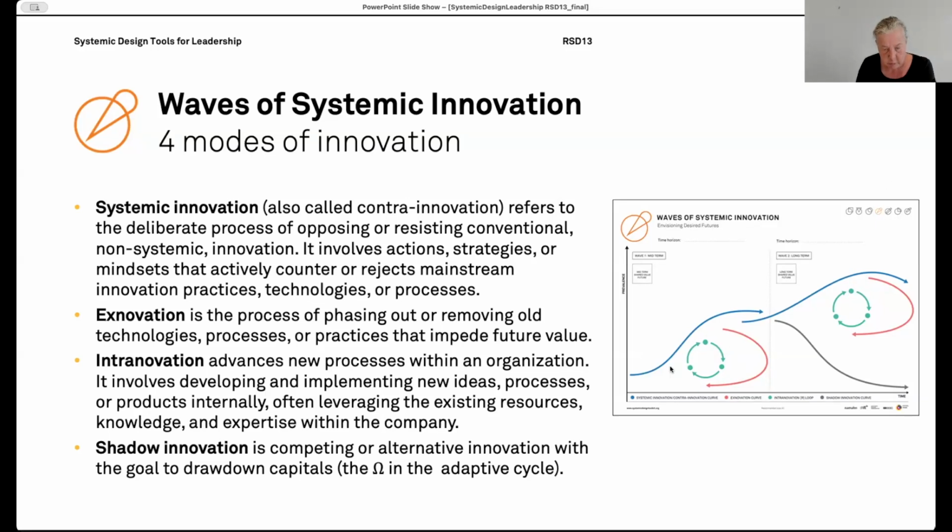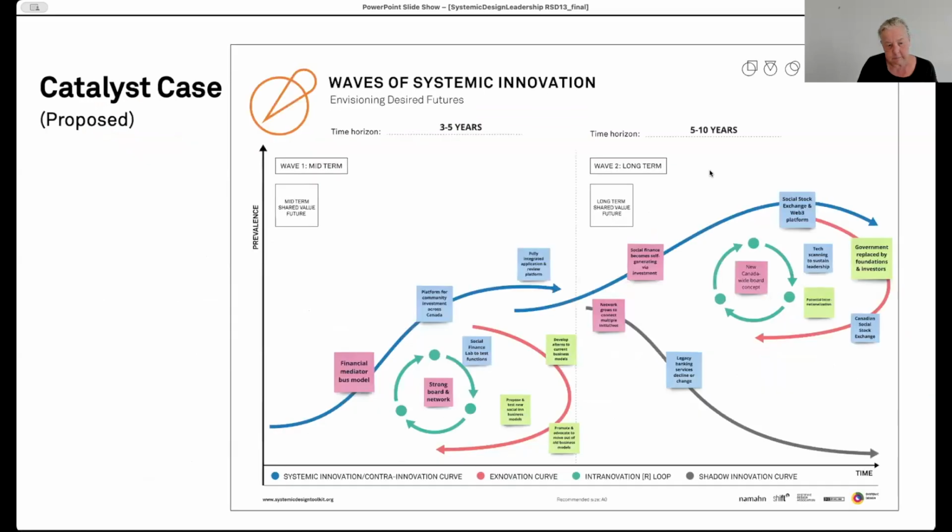Then intra-innovation, the green ones, are all the processes or ideas or products you develop internally to help you to reach, again, with your organization, this desired future. And then the fourth one, what we call the shadow innovation, is having alternative innovations where you try to release the capitals, to rethink your organization again. And so the idea is then to try it out in Maro in a couple of minutes, but first Peter will explain to you how he applied this on the Catalyst case.